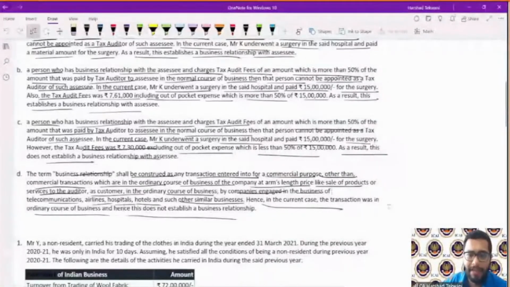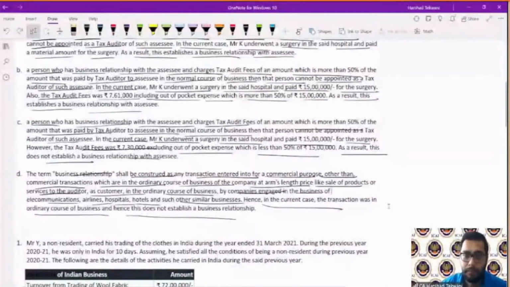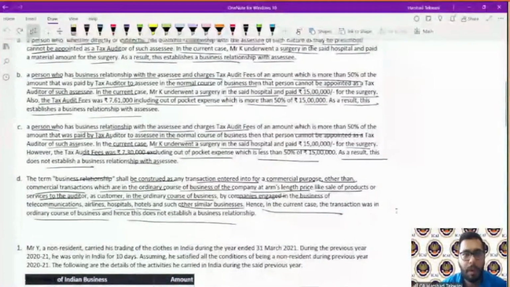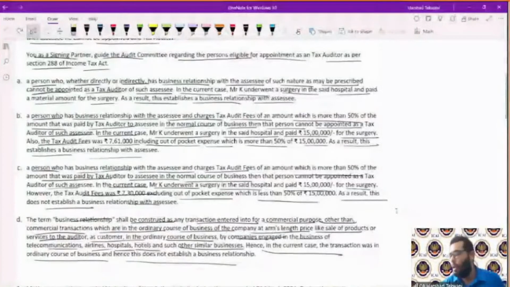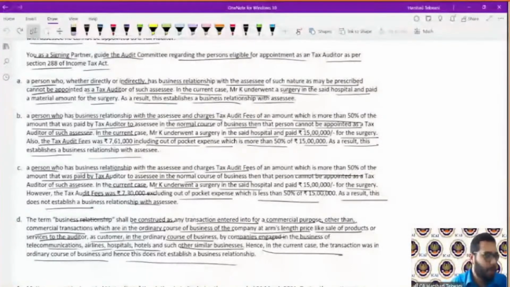You tell me which is the correct one. Option A, B, C, D. Now, even after options, I'll say it's pretty easy. You can directly correlate with the option also. Come on, guys. It's pretty easy.